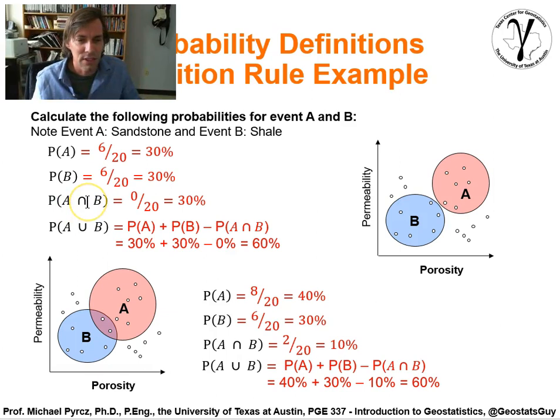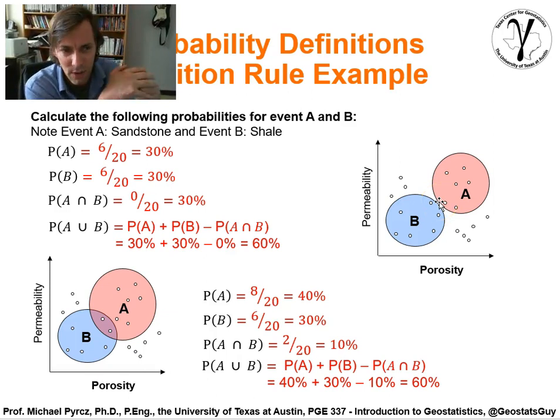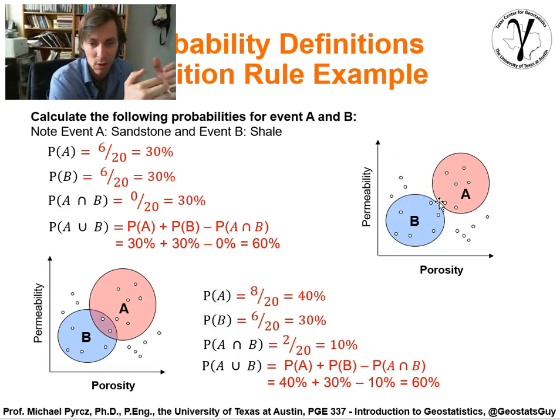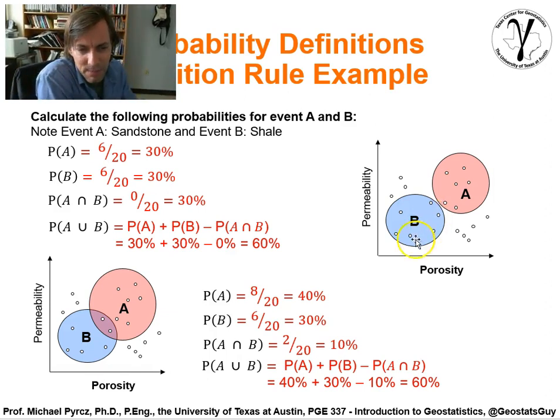Probability of A intersection with B is just going to be 0 because there's no cases for which the criteria of A and B overlap relative to porosity and permeability. And the probability of the union of A and B, well, we already calculated the probability of A and B, so we're good. We just put those down. The intersection between the two is equal to 0%.